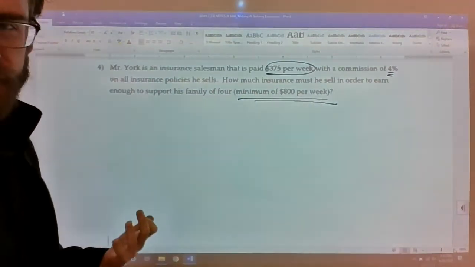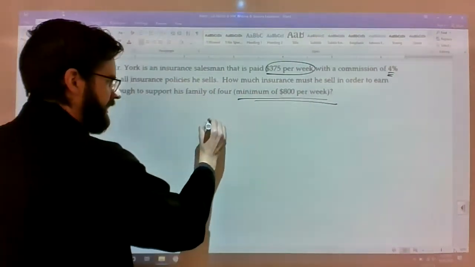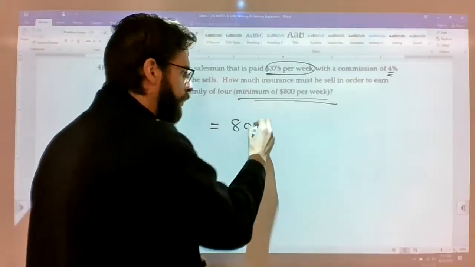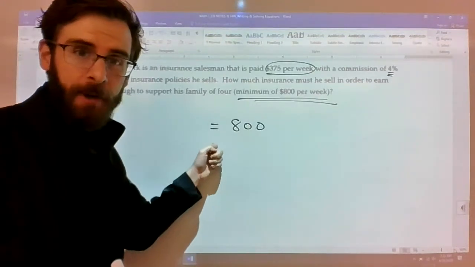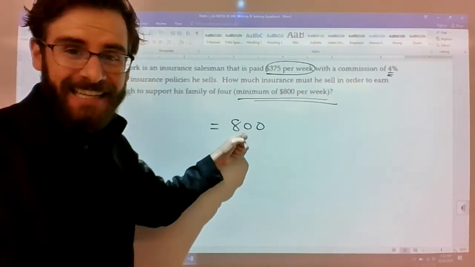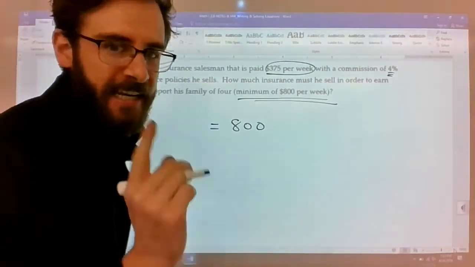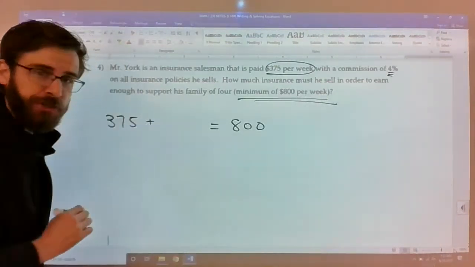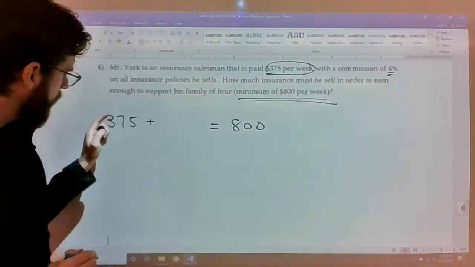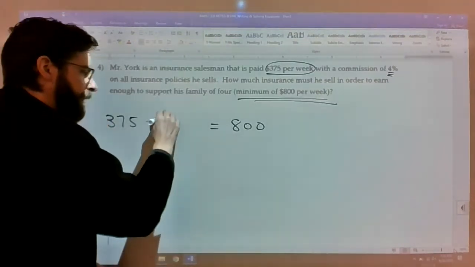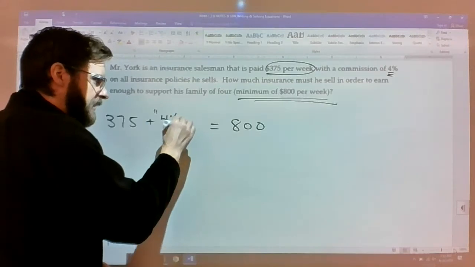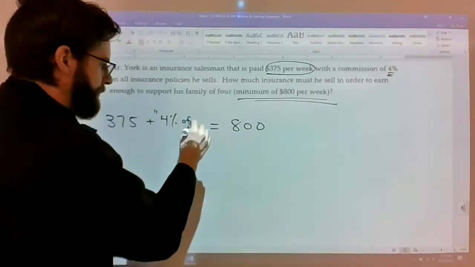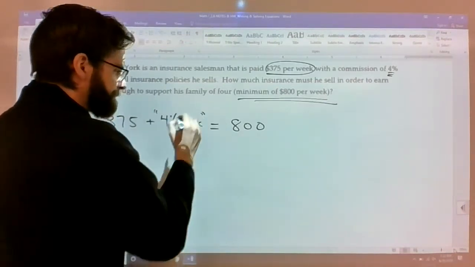Well, think about it like this, okay? He wants to get at least $800. We're just going to think in terms of, let's see how much insurance he must sell to equal $800, okay? He starts with $375, and we're only adding to that, okay? So, $375 plus 4% of, and here's the thing, I'm going to use a variable right now. I'm going to say 4% of X.